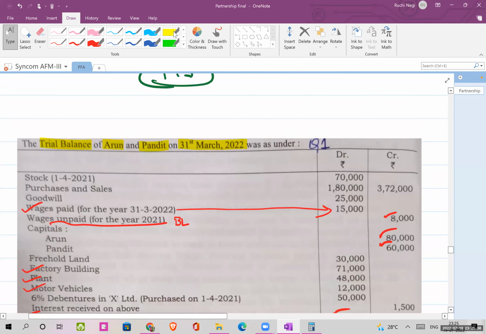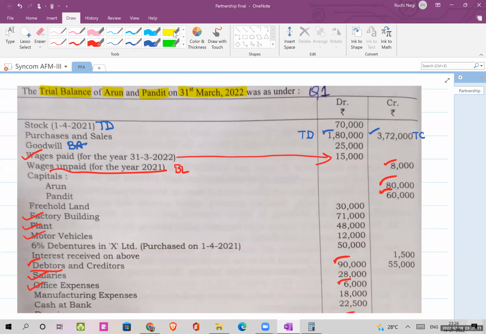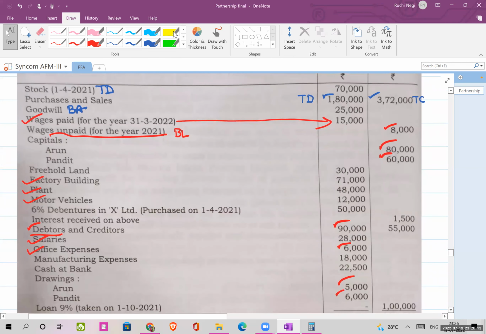And now we'll go to the trial balance part, the 1:1 effect. This is my opening stock. This will be trading debit. Purchases, here is 1,80,000. This will be trading debit. And sales, credit side, so this will be trading credit. Goodwill is given in the trial balance. This will be balance sheet assets. Now the 1:1 effect of the whole trial balance.